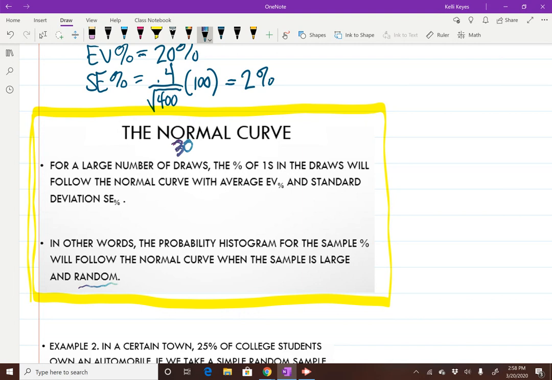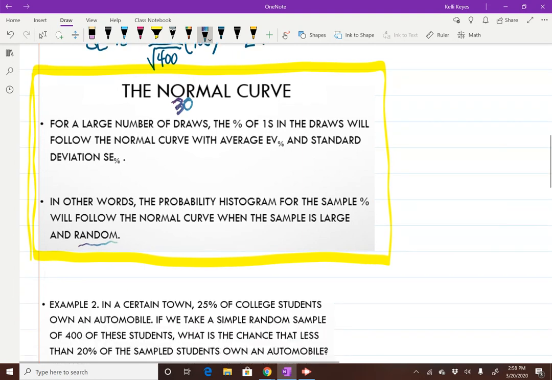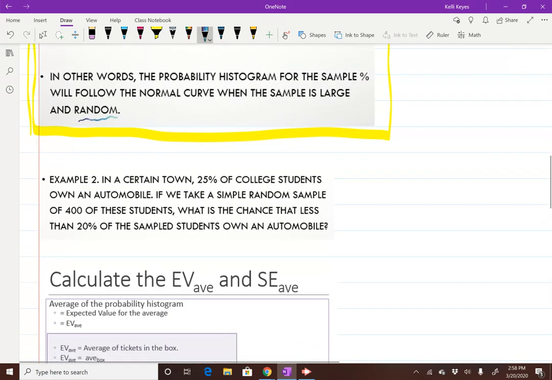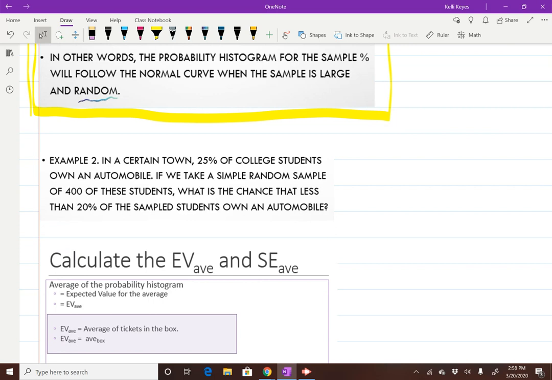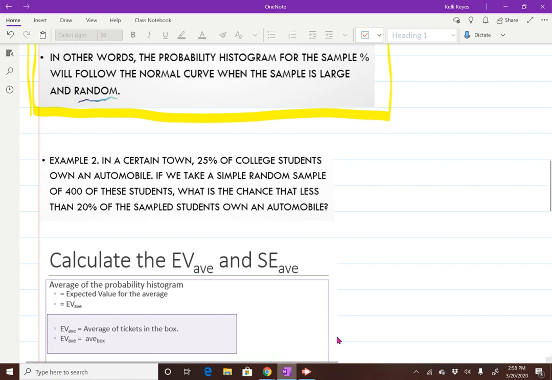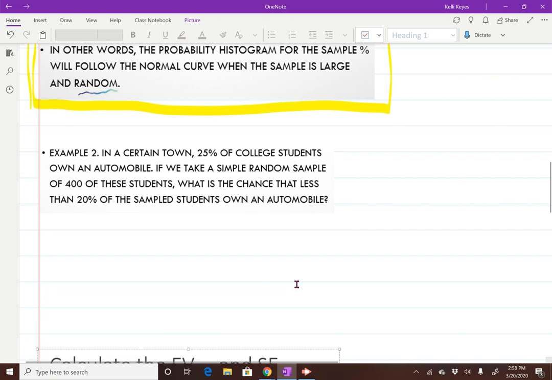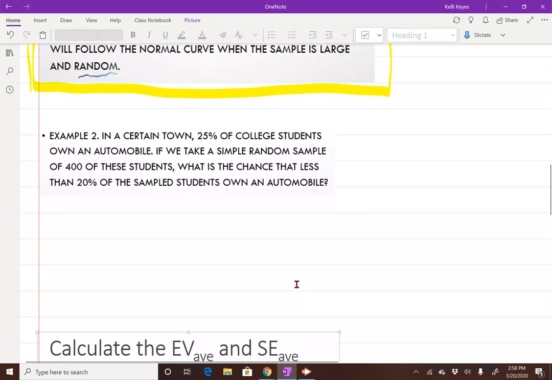All right, so let's now use this information with the normal curve and what we learned with EV percent to answer this question. I need to move. Hold on, I'm going to try to move this out of the way. There we go. Get out of there. Okay.